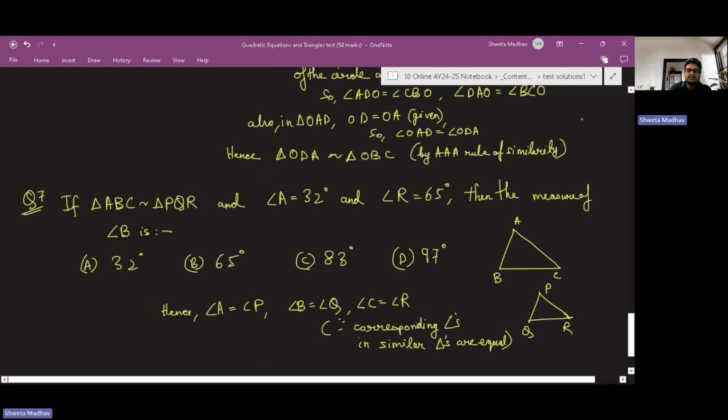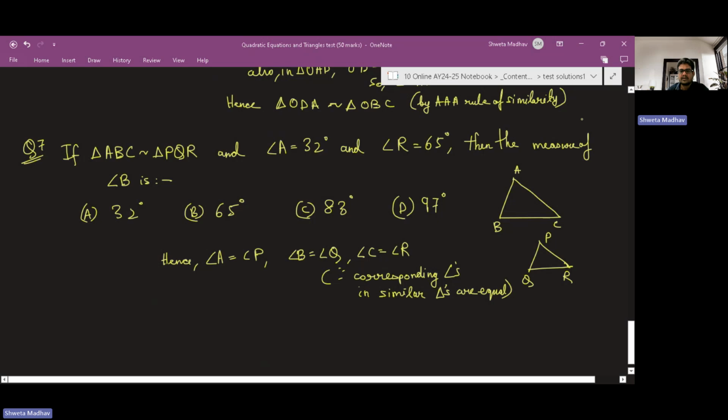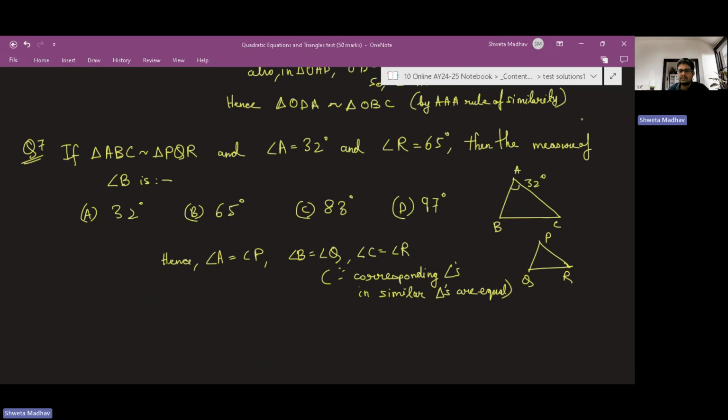So hence we have angle A given as 32 degrees, so angle P should also be 32 degrees. Angle R is given as 65 degrees, so angle C also should be 65 degrees. Therefore angle B, which is equal to angle Q, should be equal to 180 degrees minus (32 plus 65), since the sum of the three angles is 180 degrees. So this is 180 degrees minus 97 degrees, which is 83 degrees. Option C is the correct answer.